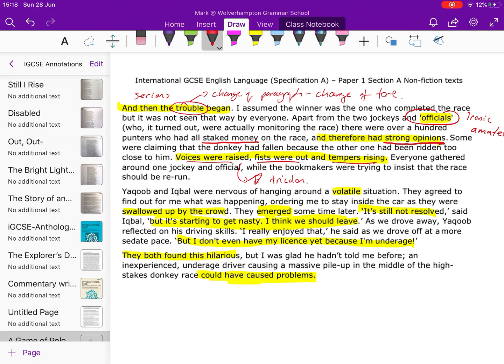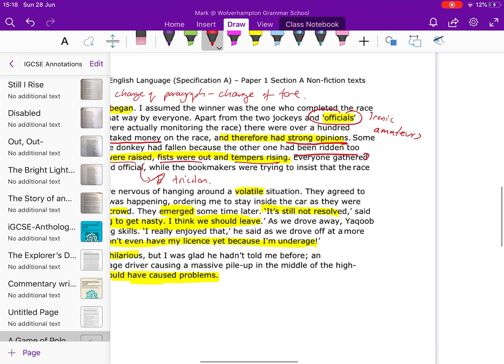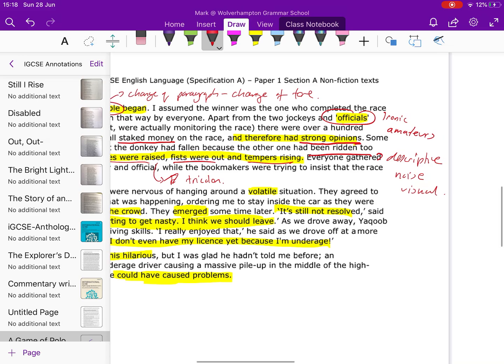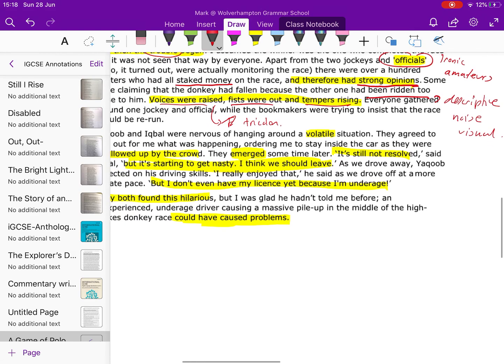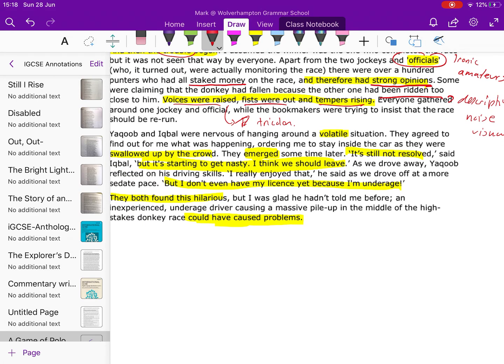So a tricolon there. And once again, she's just using descriptive details through her language. And there's a mixture of noise and visual elements. So the fists tell us that people are ready to fight. Voices were raised. That helps us almost hear the noise of the crowd arguing, for example, and shouting.